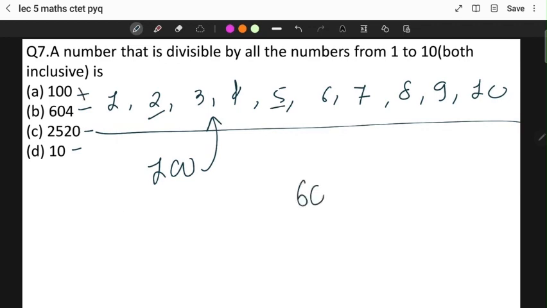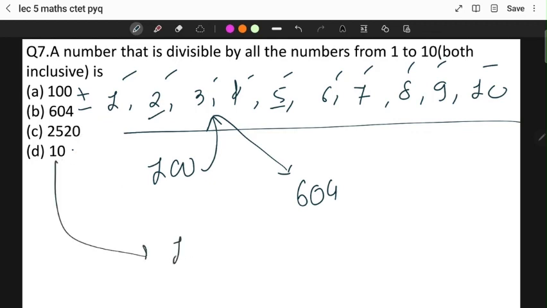If we go for 604, 604 is again not divisible by 3. We have to find a number which is divisible by all these numbers. Let us take the option 2520 later. If we take the number 10, it is not divisible by 3, not by 4, not even by 6, 7 and 9. So this is not the number.